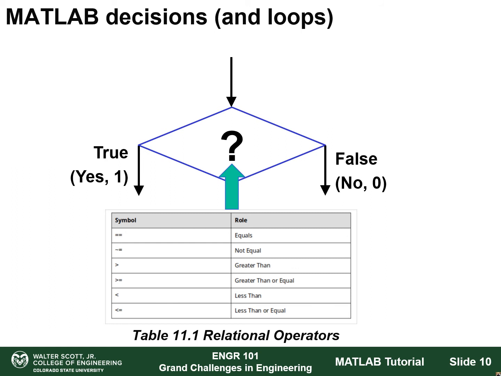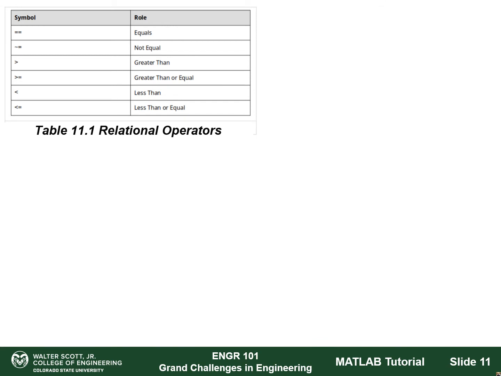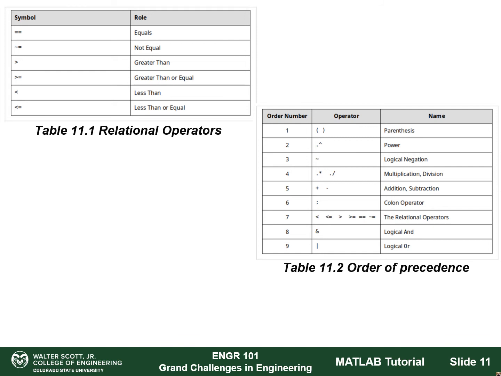In addition, in chapter 11, there are two other tables that I would encourage you to be aware of and to understand how they relate to working with these operators. One of those tables combines the order of precedence information for doing calculations like the power, multiplication, division, addition, and subtraction, the parentheses for grouping things, which is always at the highest level, as well as a colon operator, which we don't use all that frequently. Below that are the relational operators and the logical operators and, or.